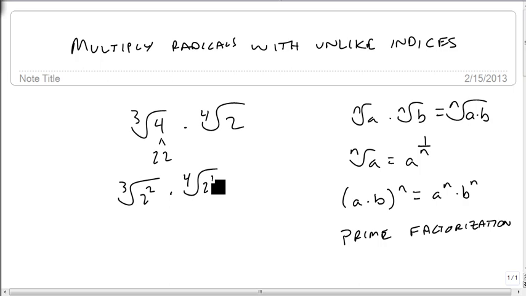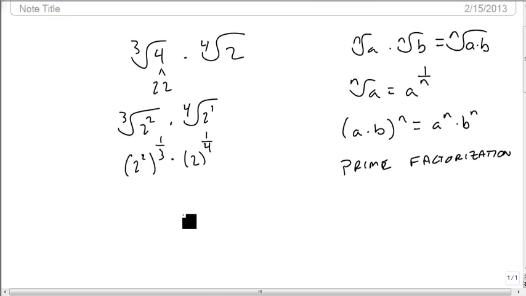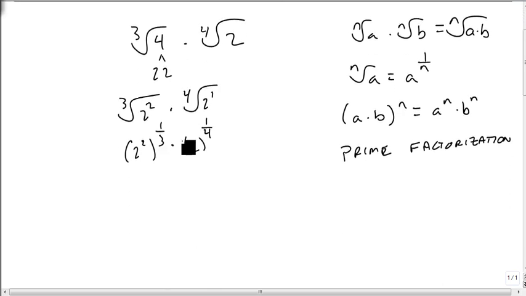My next step is to rewrite my radicals as rational powers. So this becomes 2 squared to the 1/3 power times 2 to the 1/4 power. Well, notice that my indexes are now rational powers, and I have fractions. So I want to make these fractions the same. So we look for the LCD between 3 and 4. The LCD is 12, so we're going to rewrite this as 2 squared times 4/12 times 2 to the 3/12.